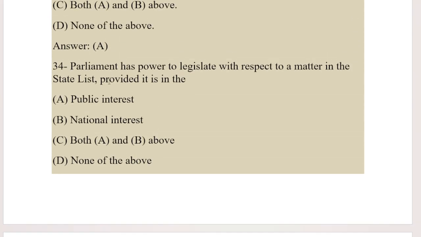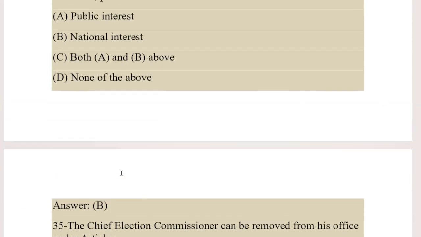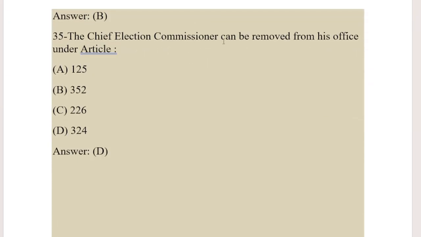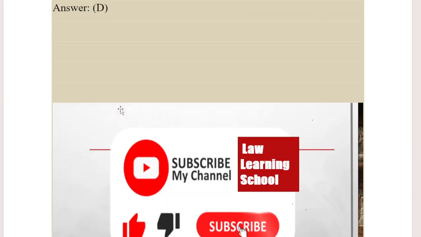Okay. And another question: Parliament has power to legislate with respect to matters in the State List provided it is in the public interest, national interest, both A and B, or none of the above. The right answer is option B, national interest. And the next question is: the Chief Election Commissioner can be removed from his office under Article 125, 352, 226, or 324, and the right answer is Article 324.